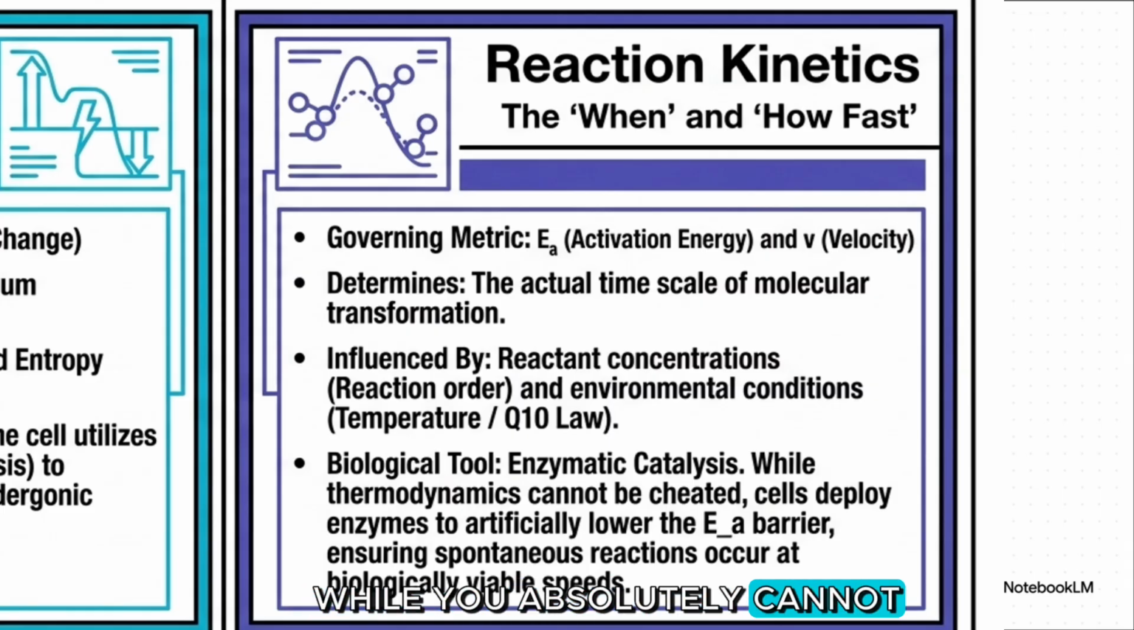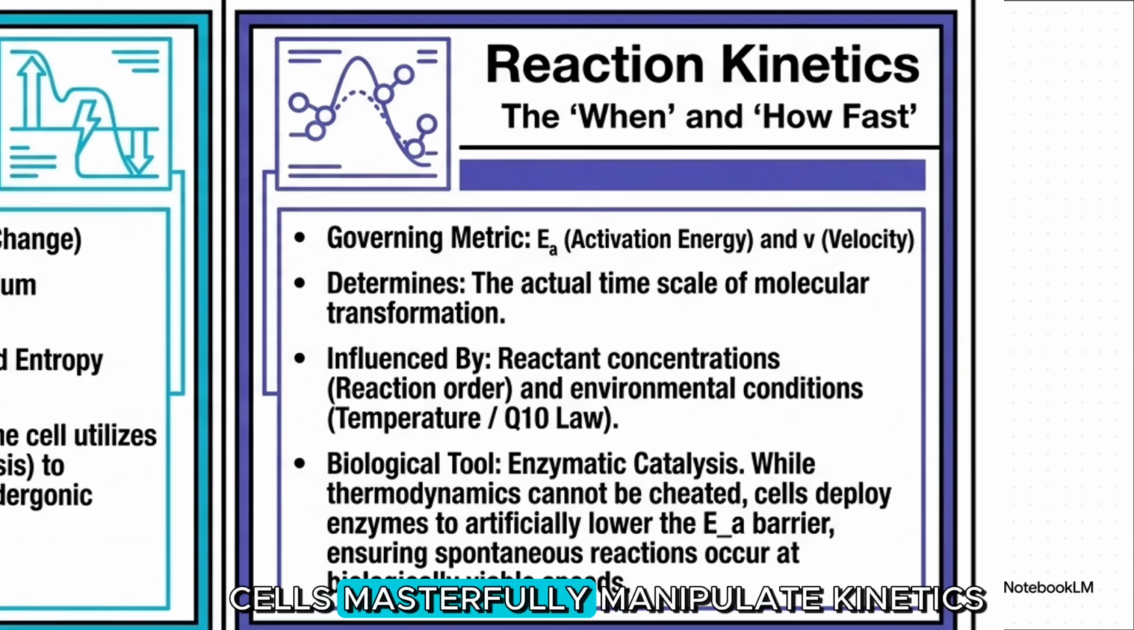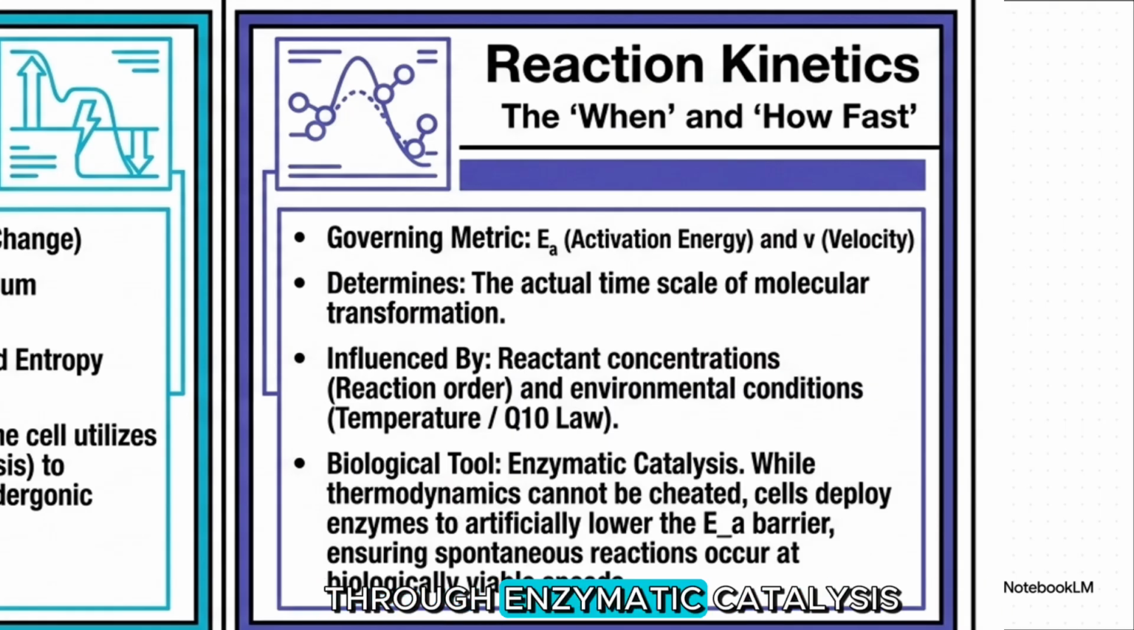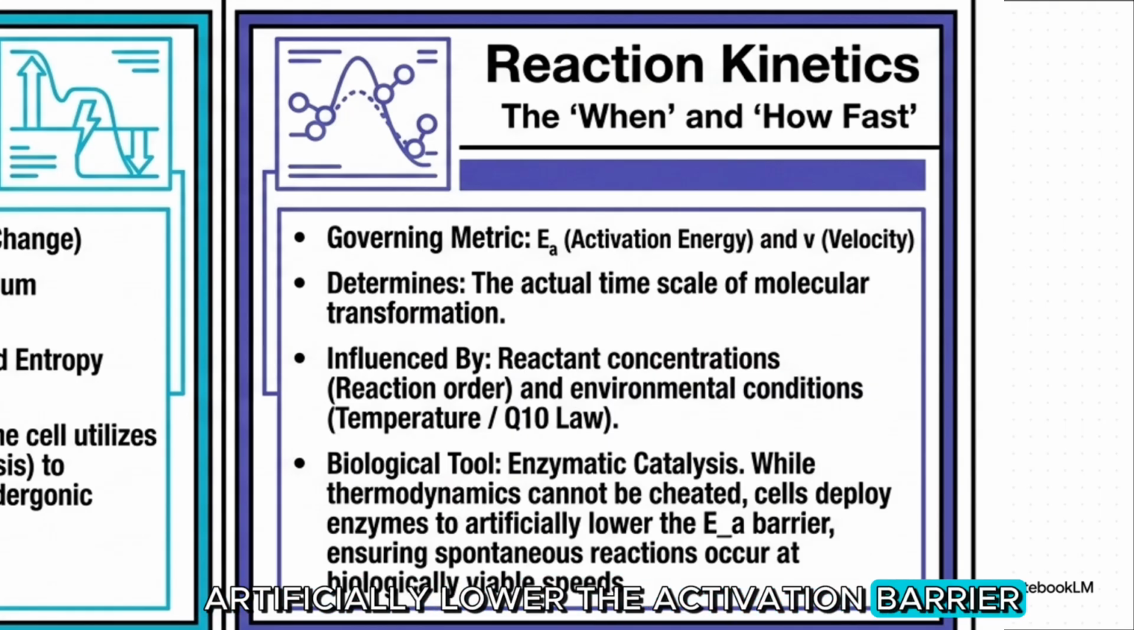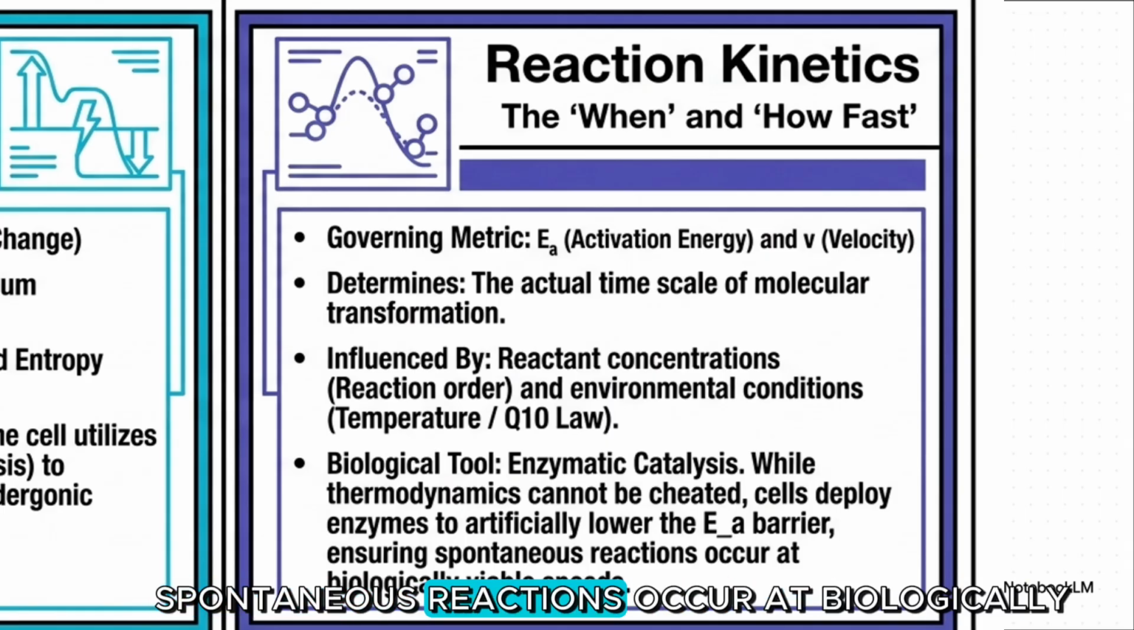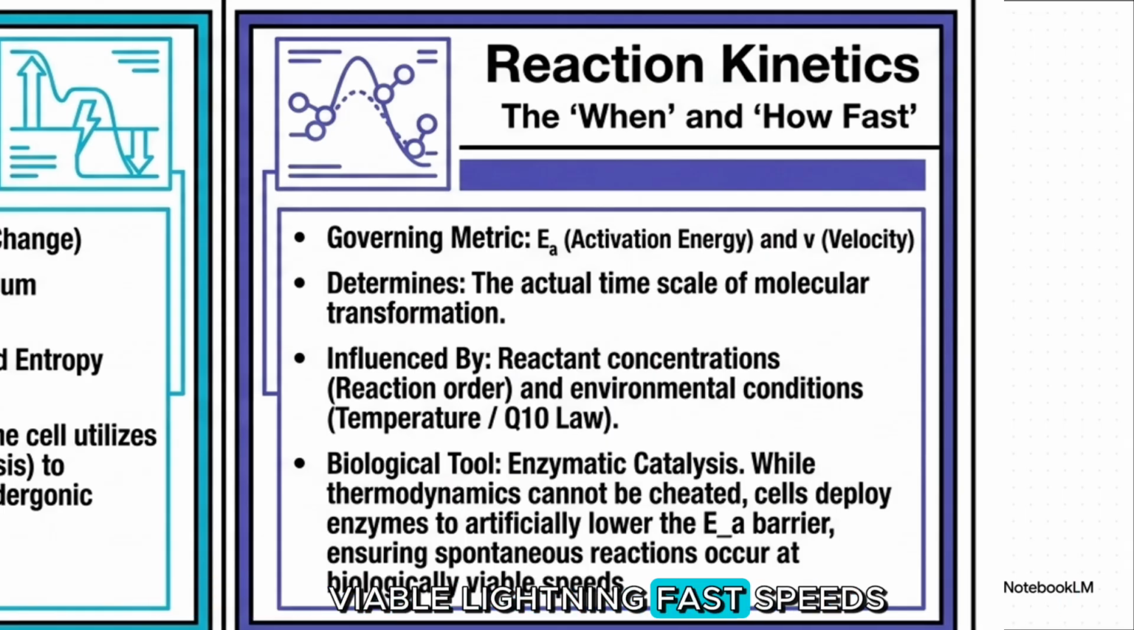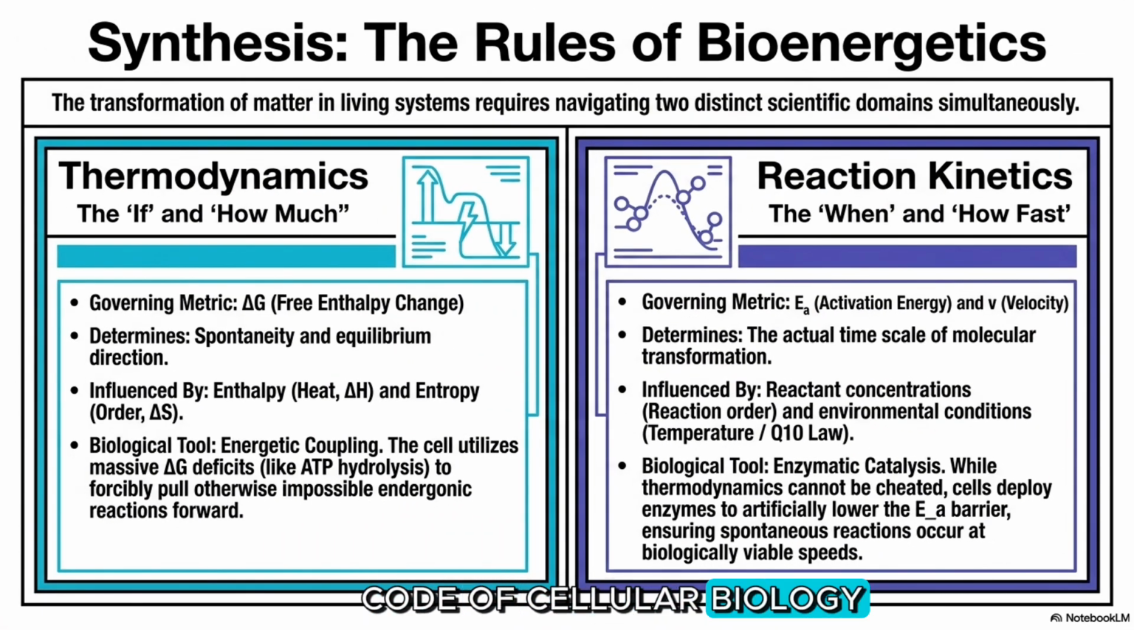While you absolutely cannot cheat thermodynamics, cells masterfully manipulate kinetics through enzymatic catalysis. By deploying enzymes to artificially lower the activation barrier, the body ensures that spontaneous reactions occur at biologically viable, lightning-fast speeds. By mastering both of these sides, you crack the ultimate code of cellular biology.